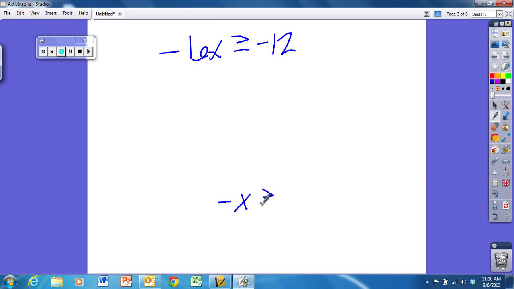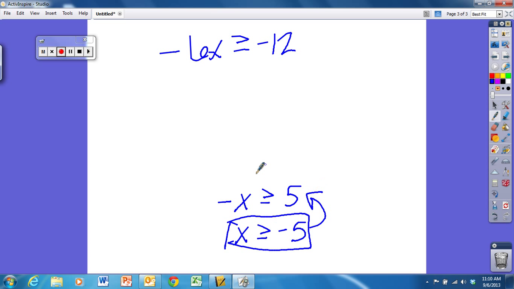Negative x is greater than or equal to 5. If I asked you to solve that inequality, most of you would say, oh, divide both sides by negative 1, x is greater than negative 5. And then I would ask you to pick a number that's greater than negative 5 and check it in the original problem. A number that's greater than negative 5 is 0. 0 is greater than negative 5. So, if this solution is correct, then it should work in the original when I pick 0. Negative 0 is just 0, which is not greater than or equal to 5.